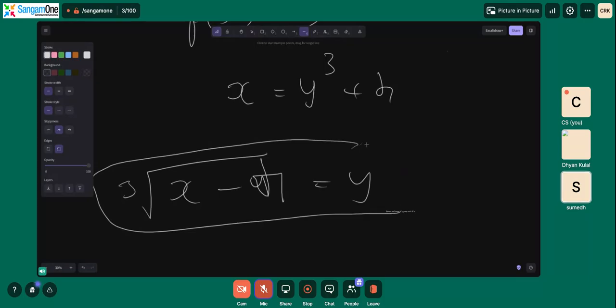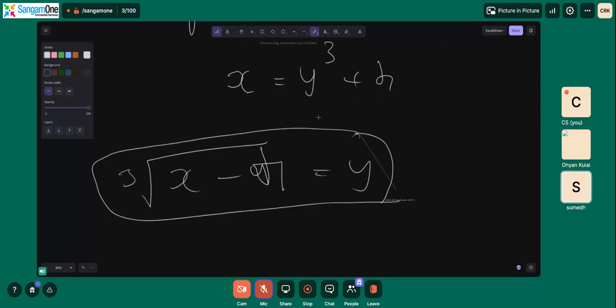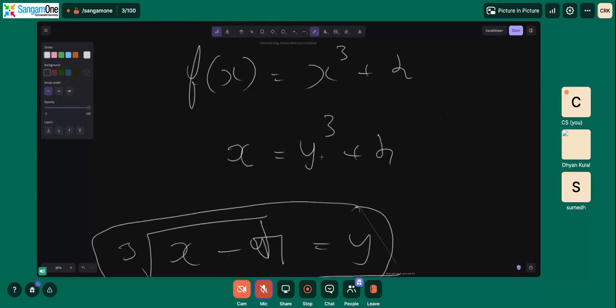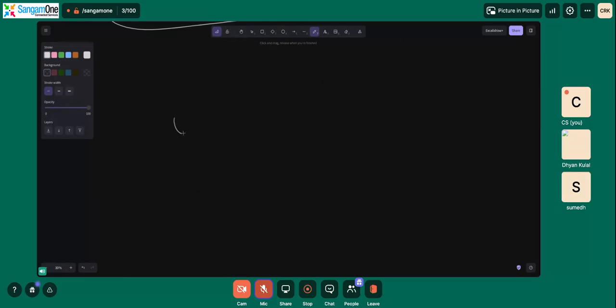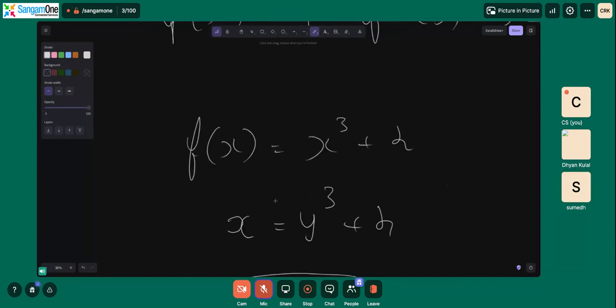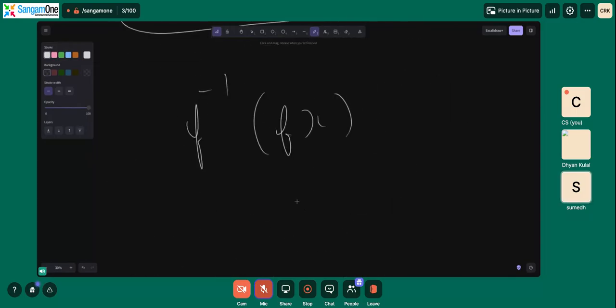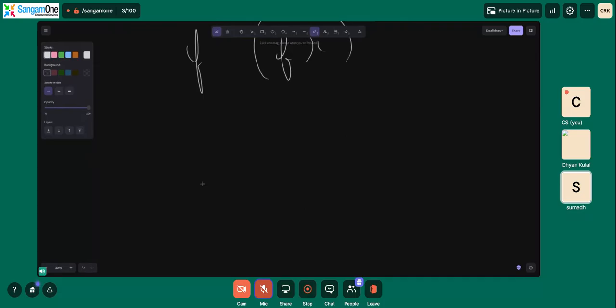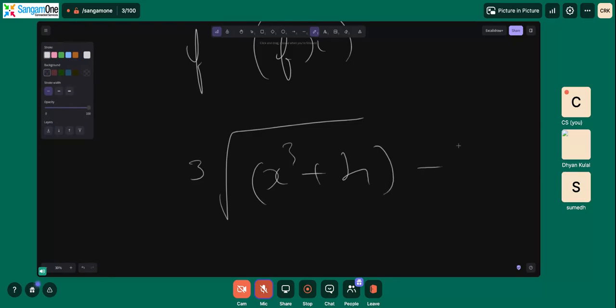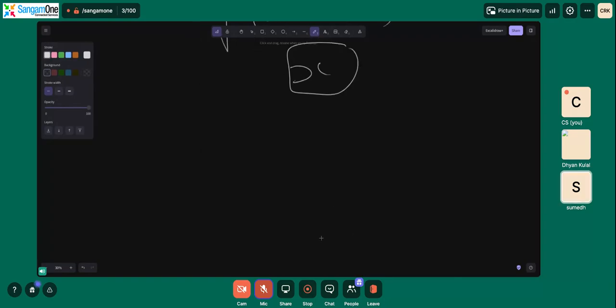Did you understand what I did here? Yeah. So basically, I replaced x and y, and then I tried to solve, and I got this function. Now, the interesting thing is, if I do f inverse of f of x, I will apply f of x. What is f of x? F of x is x cube plus 4. So now if I do cube root of x cube plus 4 minus 4, I will get back x. That is the interesting bit here. I hope it is clear.